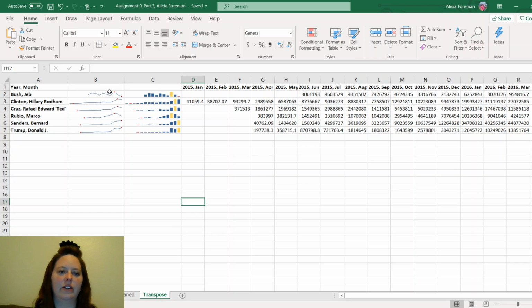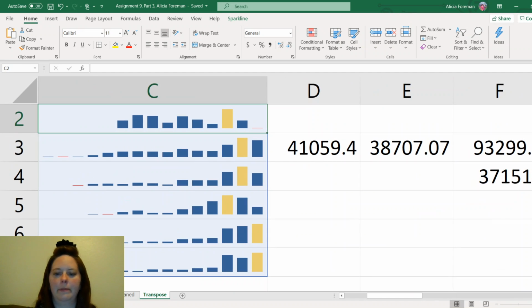I highlighted here, we have spark lines and we have bar charts. So they're easy to read. And the highest and the lowest. In the bar chart, I used the highest highlighted in yellow and the lowest in red. They're very low, so it's hard to see. And we can zoom in. There you go.